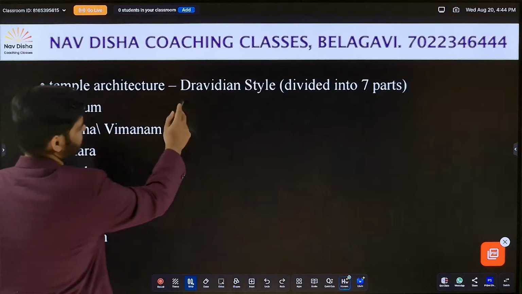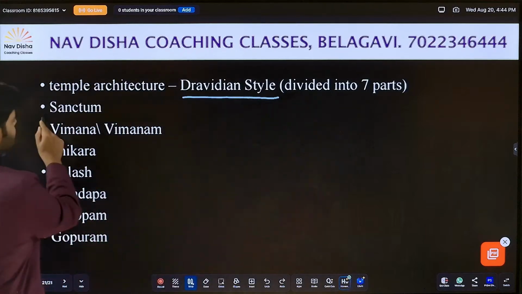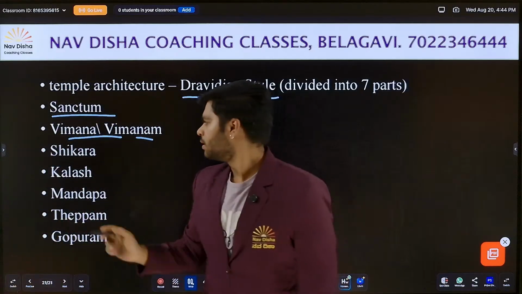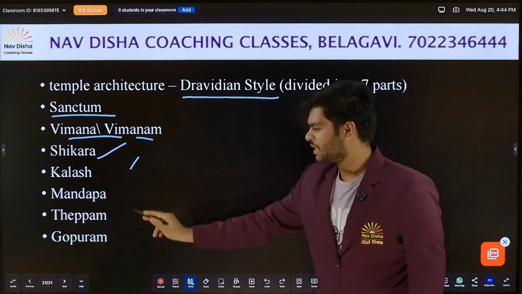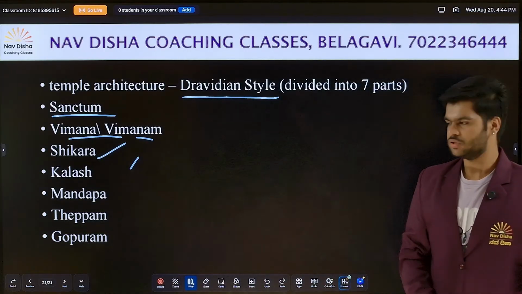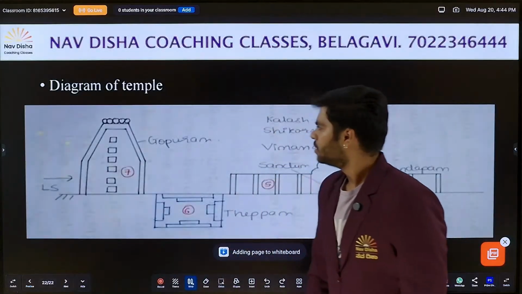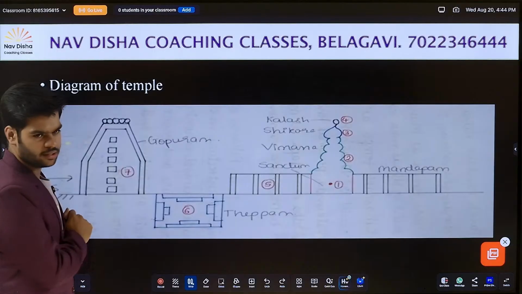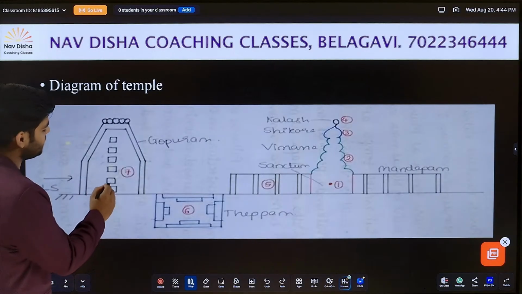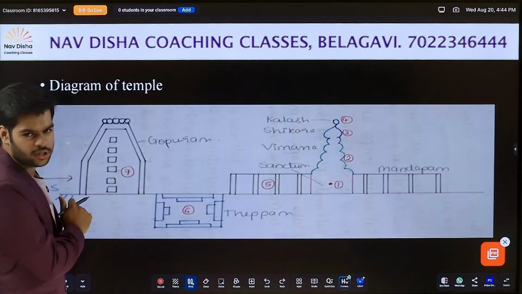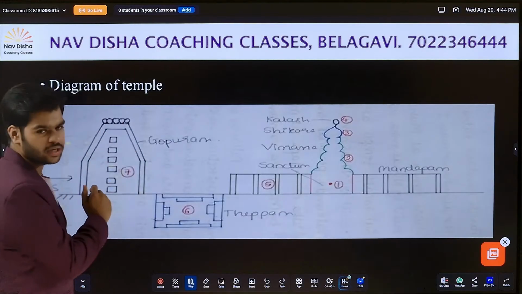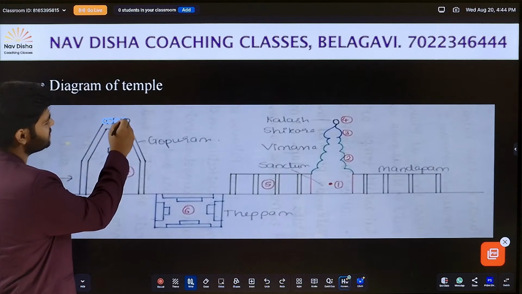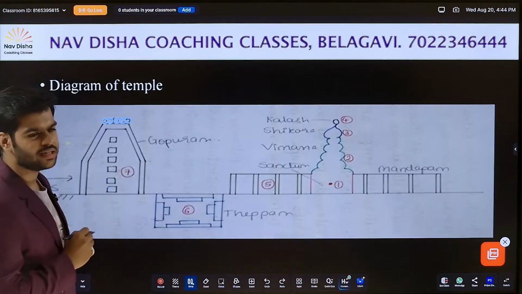Temple architecture, Dravidian style, divided into 7 parts: sanctum, second Vimana or Vimanam, Shikara, Kalash, Mandapa, Theppam and Gopuram. So we'll see what is all of this. See here, Gopuram means gate of the temple from which we take entry. So these are tiers here, 1, 2, 3 like this. We will go inside. You have seen this big thing in front of the temples where above the pots are kept. Yes? What is there in that pots?